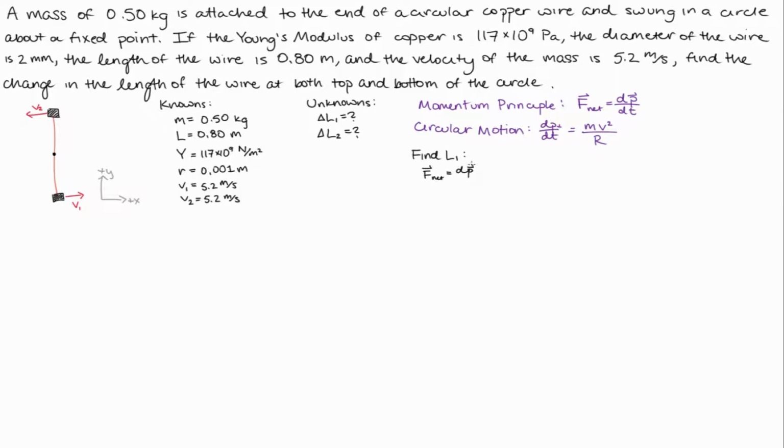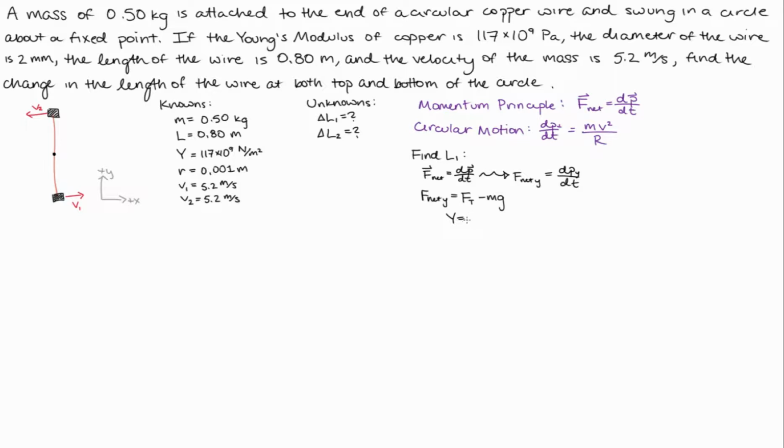Since we know that at this point there are no forces acting in the x direction, we can simplify by looking only at the y component of the net force and the change in momentum. The net force in the y direction is given by the force of tension in the positive y and the force of gravity in the negative y. Thus, Ft minus mg.